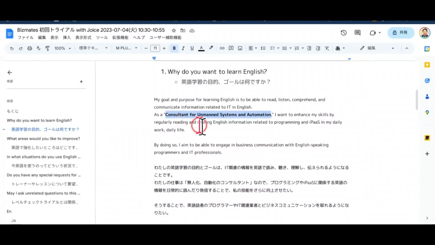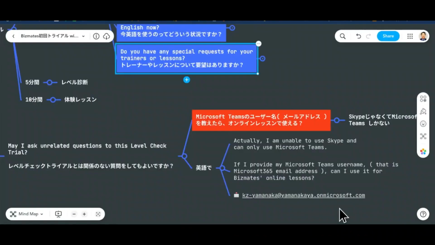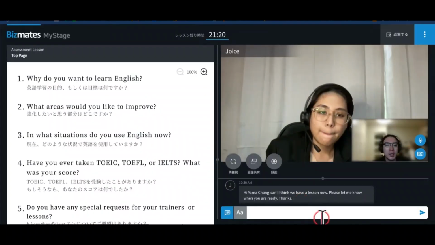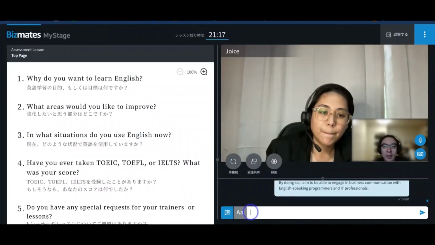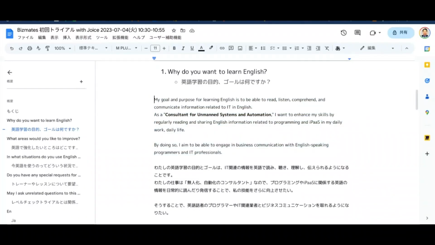I prepared the sentence. I'll paste it in the chat box and after that I'll read it. My goal and purpose for learning English is to be able to read, listen, comprehend, and communicate information related to IT in English. As a consultant for Amae systems and automation, I want to enhance my skills by regular reading and sharing English information related to programming and IT professionals in my daily work and daily life.